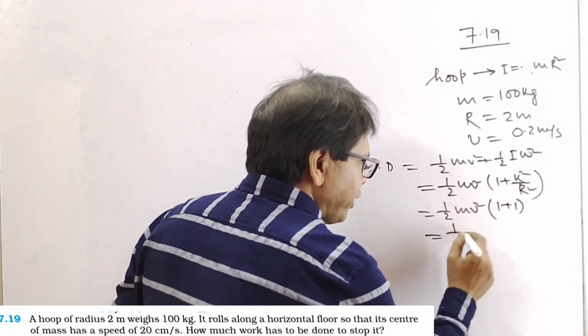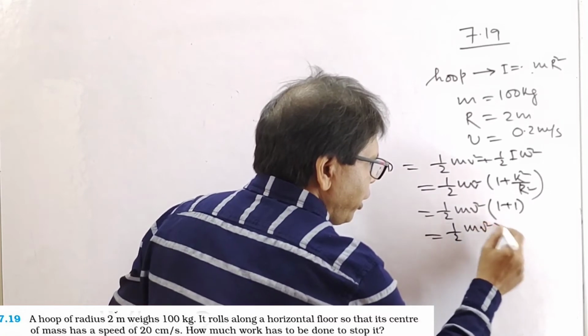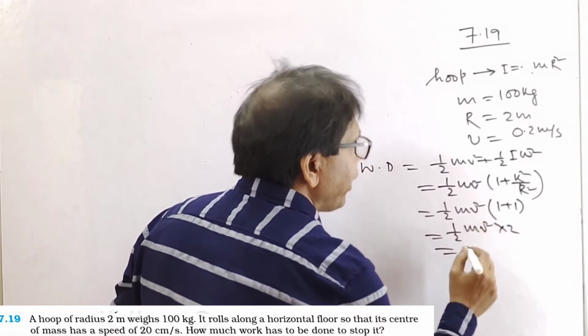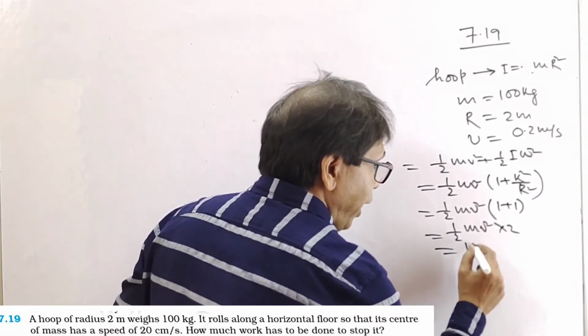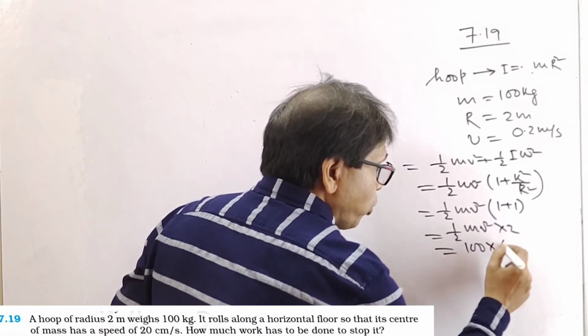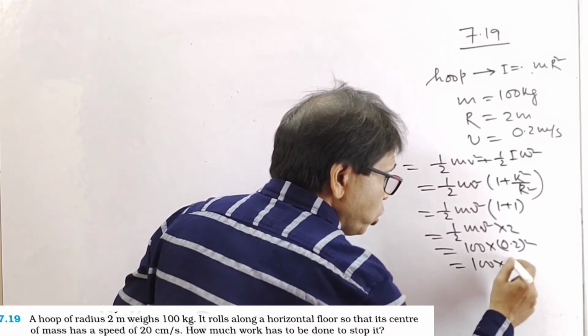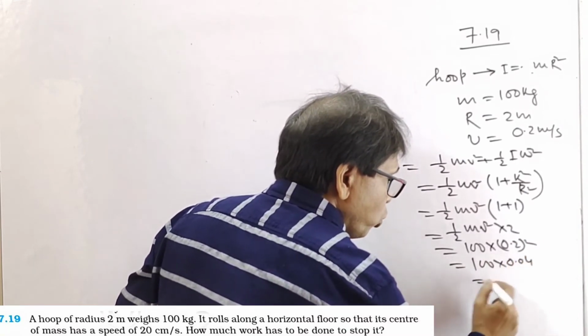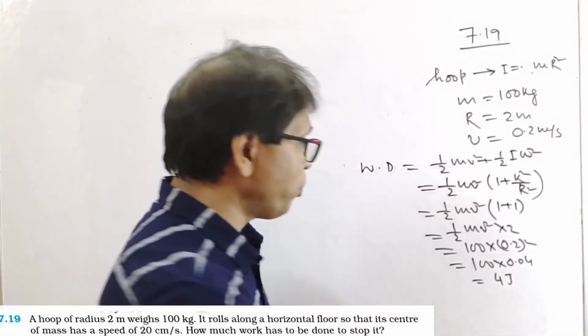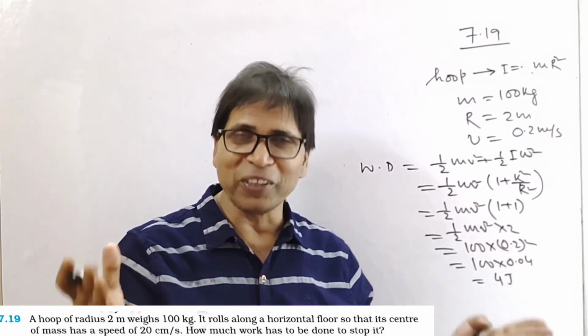So this is half mv² into 2. Now here m equals 100 kg and v equals 0.2, whole square. So this is 100 into 0.04. So this is 4 joule. Therefore work done is equal to 4 joule.